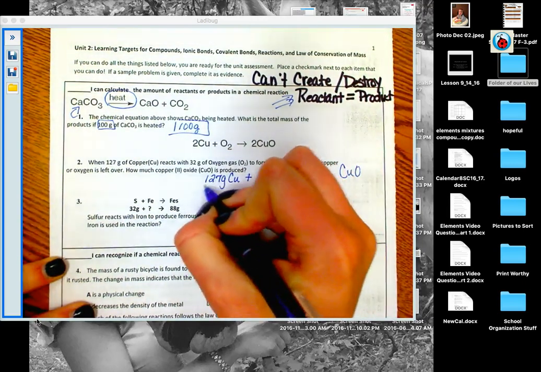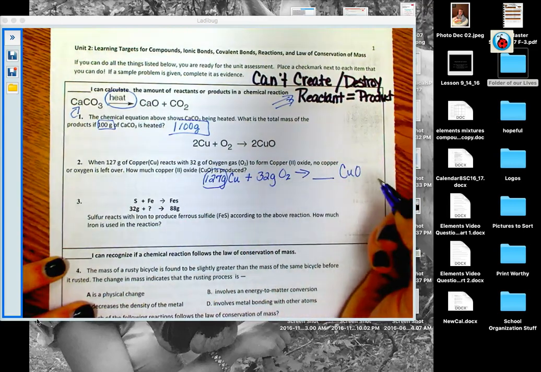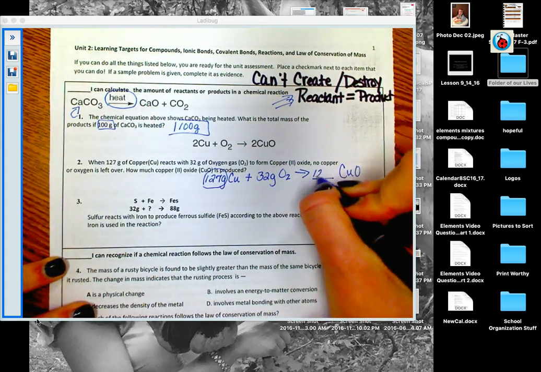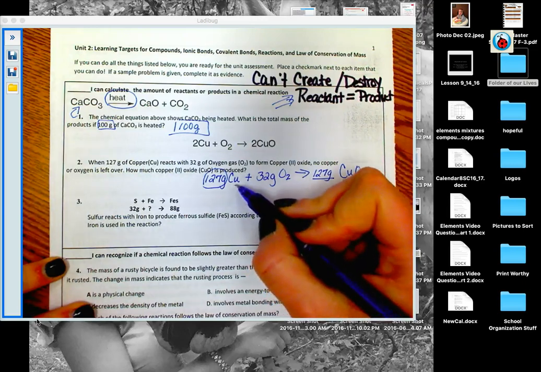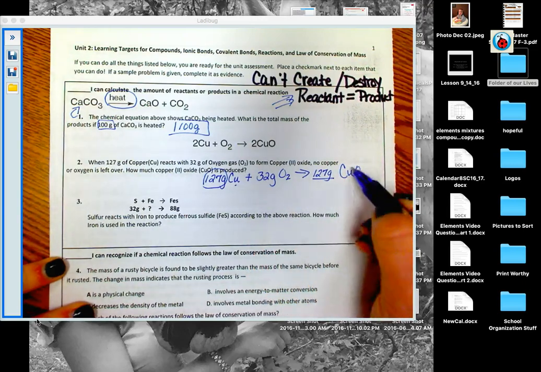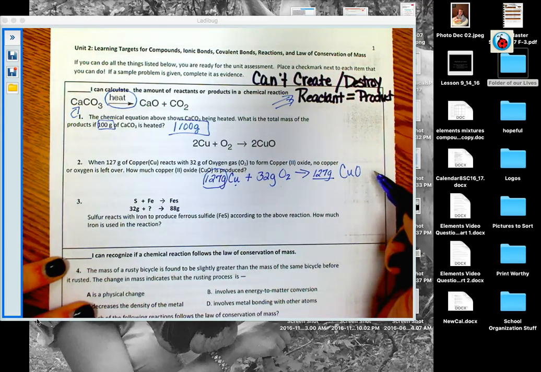Well, if you start out with 127 grams, you can't create it, you can't destroy it. How many do you have to end up with? 127 grams. You can't create it, you can't destroy it. We just change it. So even though we started out with a metal and a gas, we ended up with something entirely different. That's okay.